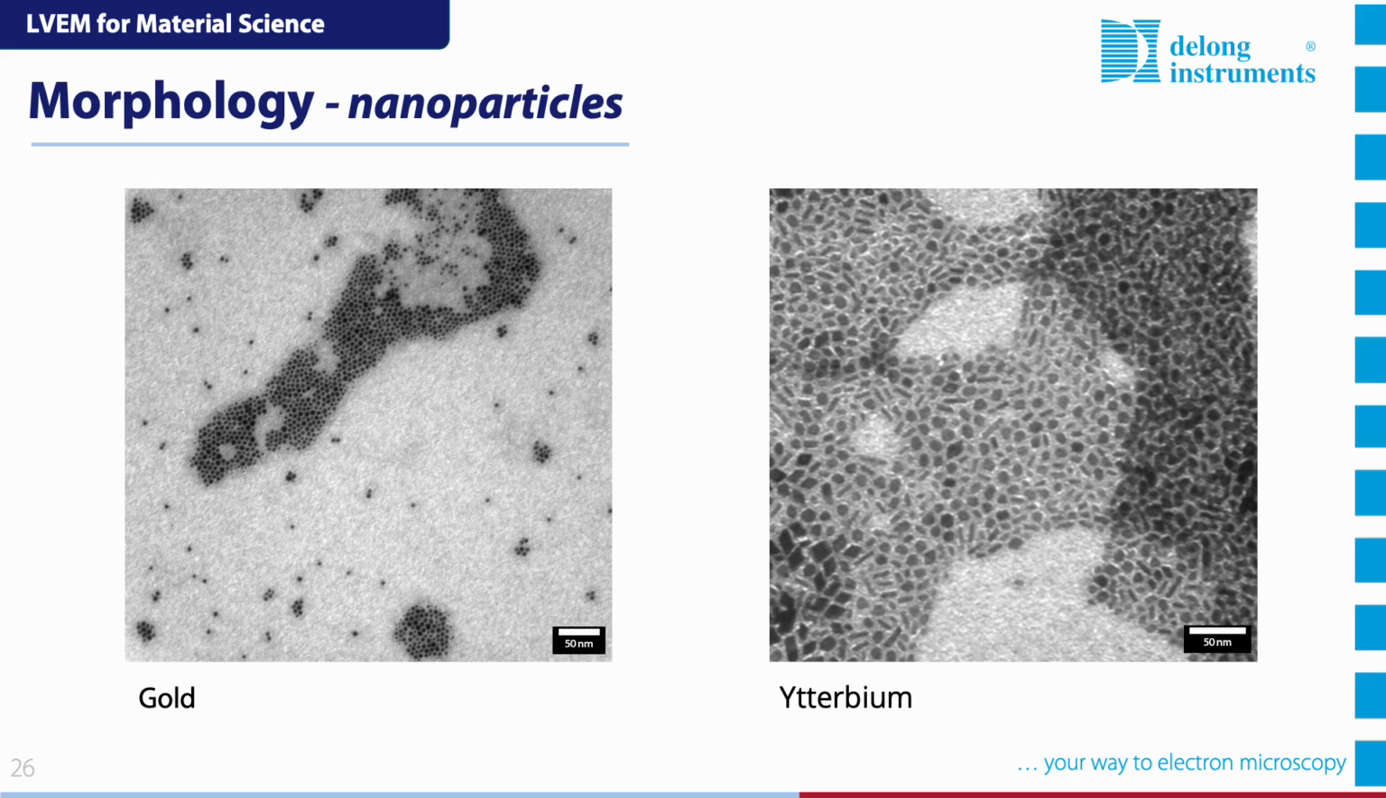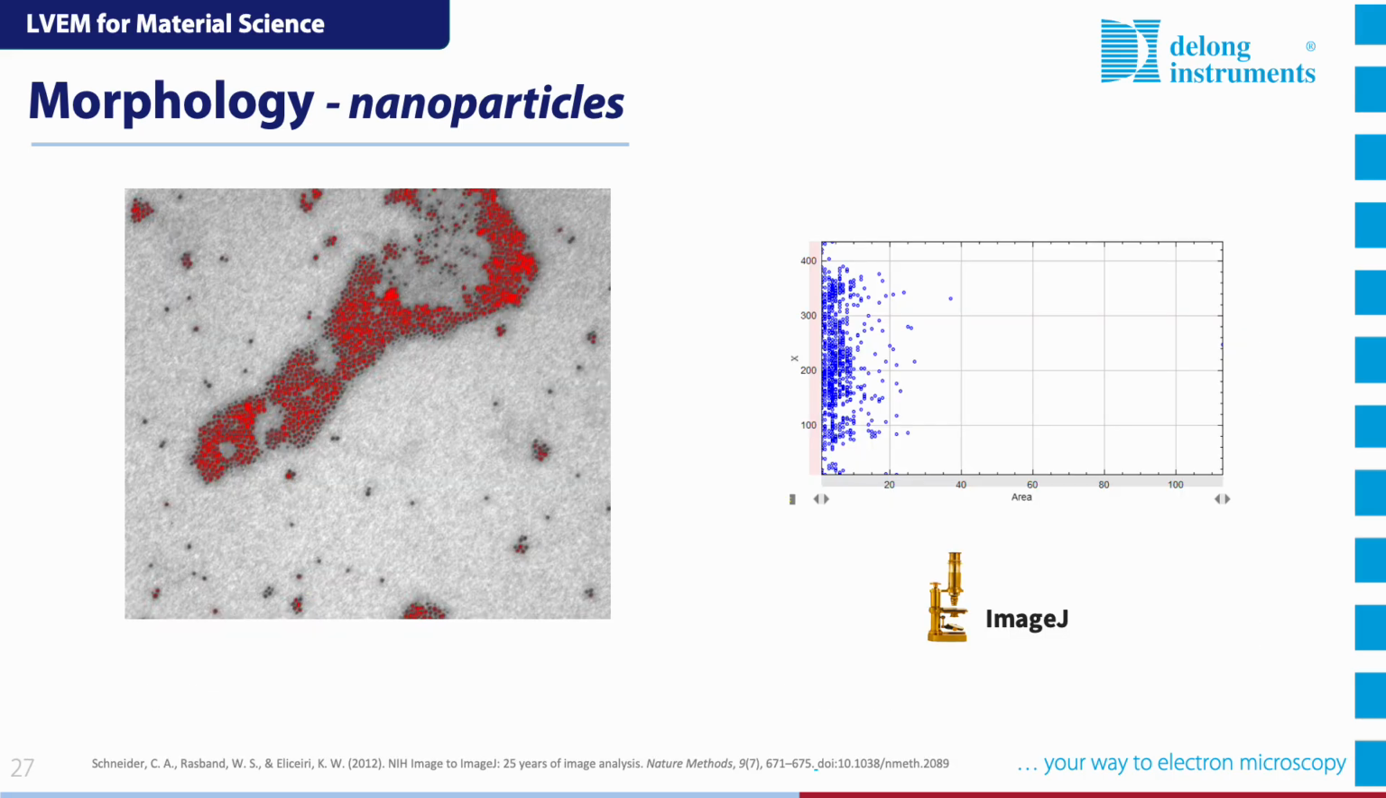Here we see examples of LVM images showing nanoparticle morphology. These images highlight particle shape and size, showing how individual nanoparticles can be clearly resolved. Furthermore, we have an example of elemental analysis using EDS.